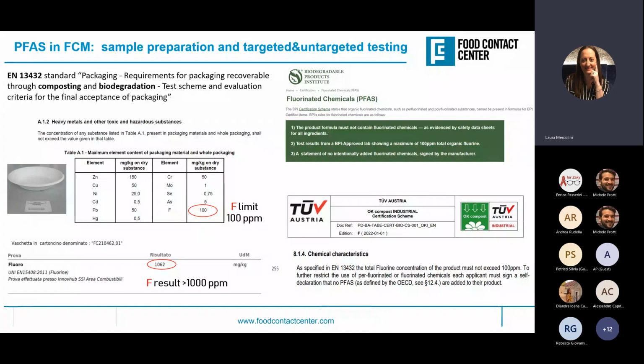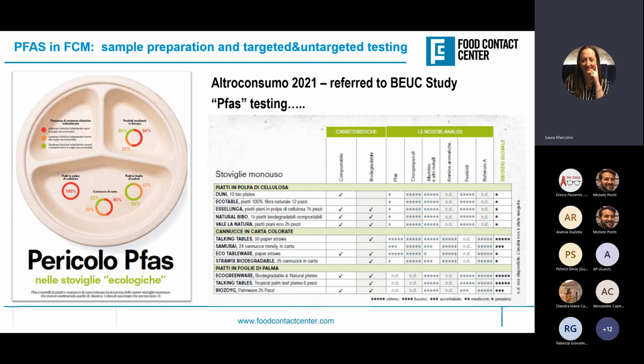The reason is the test is giving a very different result. The same sample, you can see here the very large amount. The same sample was sent to other labs and the results were very different. So it is not so easy to standardize also the total fluorine quantity.